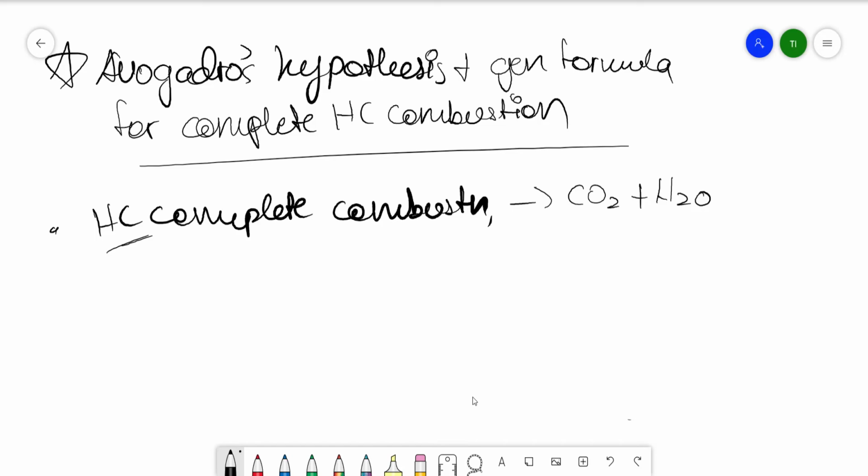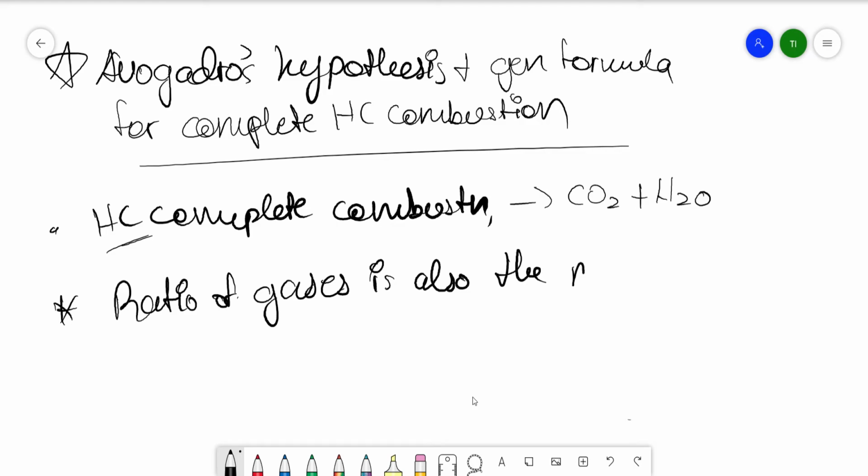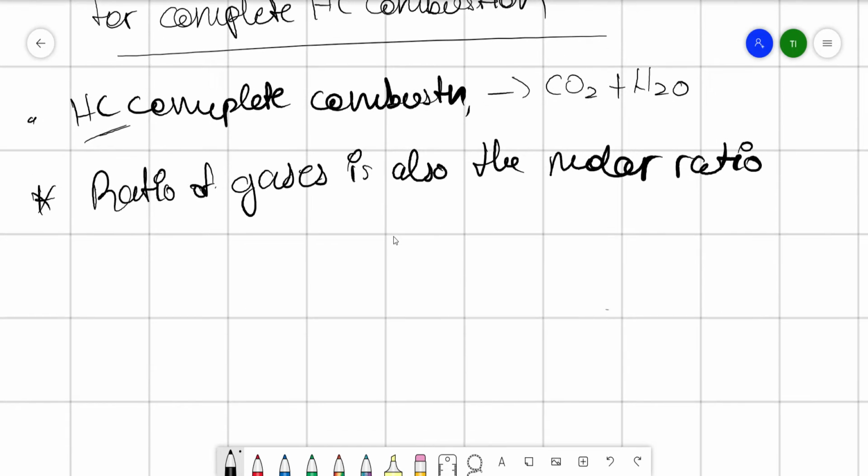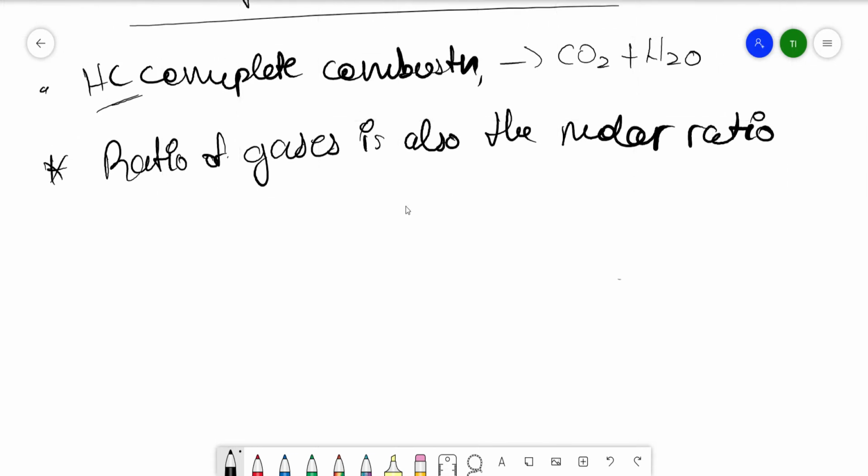Now, what Avogadro's hypothesis, which is basically a volumetric ratio, states is that the ratio of gases is also the molar ratio. So for instance, let's say you have a common alkane, C2H6 plus O2, yeah, will give you what?